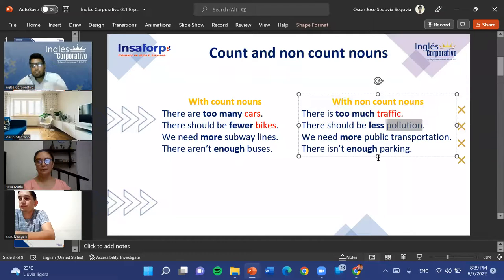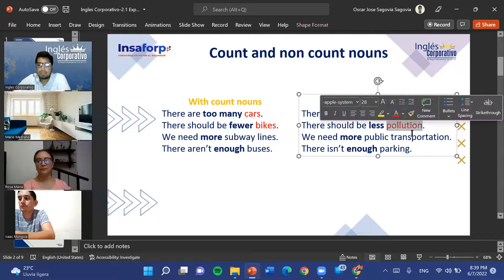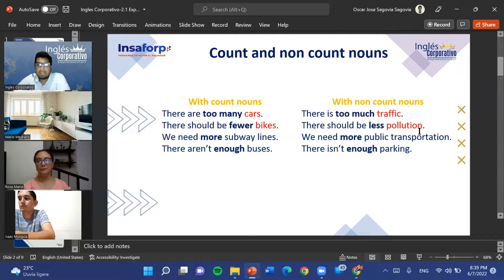Y pues aquí pollution, ya lo mencioné un par de veces ahorita en la cosa que estaba mencionando antes de los carros. Pollution se refiere a la contaminación. So there should be less pollution. Una vez más, pollution es uno de esos nombres que ustedes no pueden individualizar porque está formado por partículas que son muy difíciles de poder separar. El mismo caso que sucede con la mayoría de los líquidos.